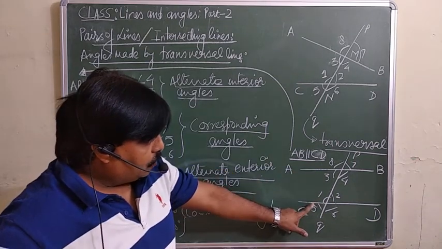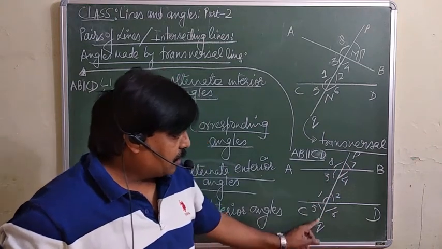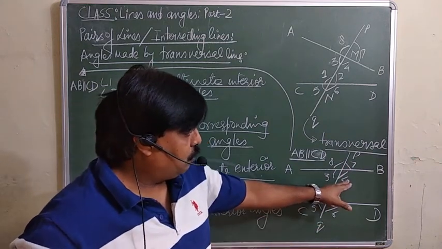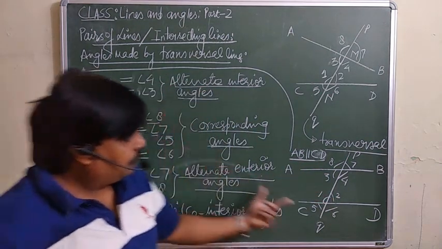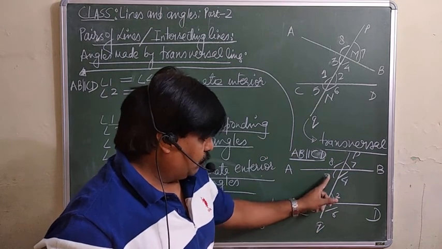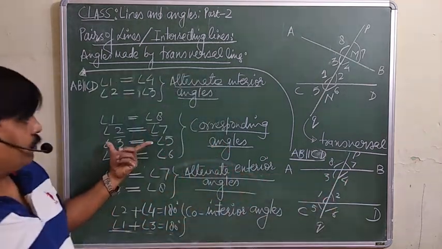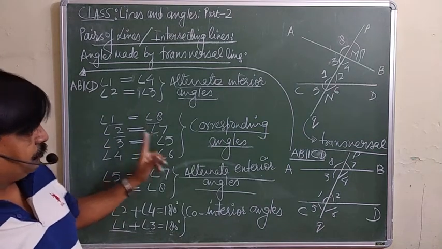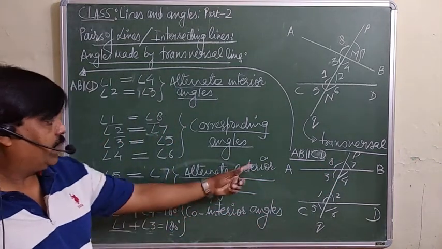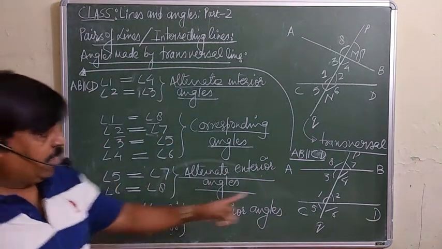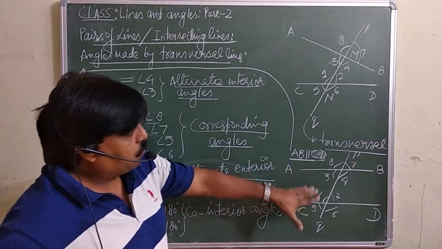If this line is parallel to this one, intersected by a third, दो parallel line तीसरी ट्रांसवर्सल से intersect करते हैं, तो angle 1 is equal to 4, 2 is equal to 3, the alternate interior angles, will be equal. 5 is equal to 3, 1 is equal to 8, 2 is equal to 7, 6 is equal to 4: corresponding angles will also be equal. 5 is equal to 7, 6 is equal to 8: alternate exterior angles will also be equal. And the sum of the co-interior angles will be equal to 180 if these two lines are parallel.